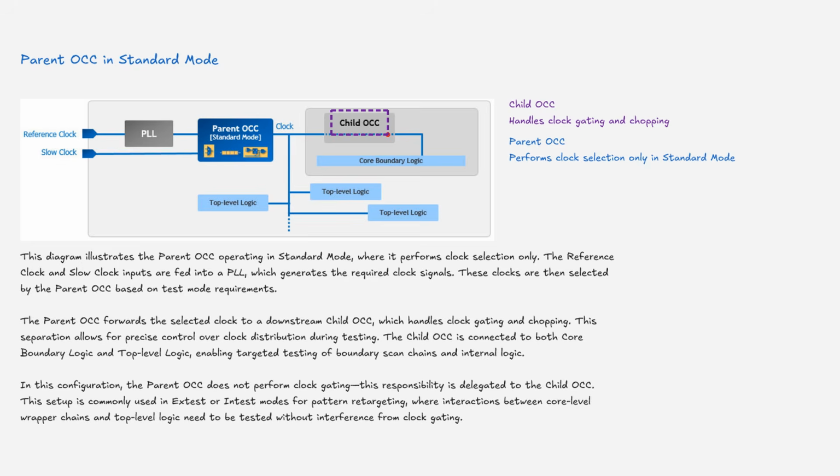The child OCC is connected to both core boundary logic and top-level logic, enabling targeted testing of boundary scan chains and internal logic. In this configuration, the parent OCC does not perform clock gating. This responsibility is delegated to the child OCC. This setup is commonly used in EX test or IN test modes for pattern retargeting, where interactions between core-level wrapper chains and top-level logic need to be tested without interference from clock gating.